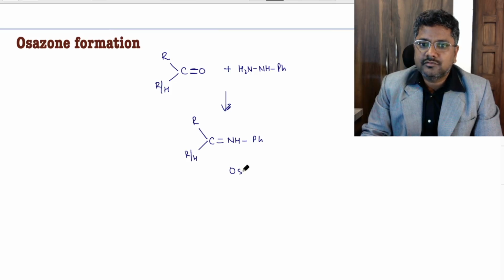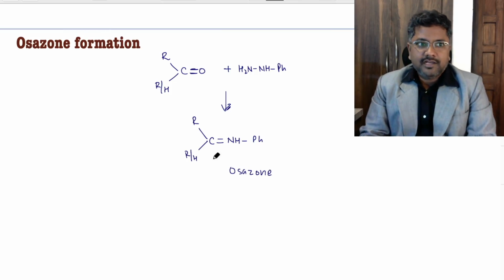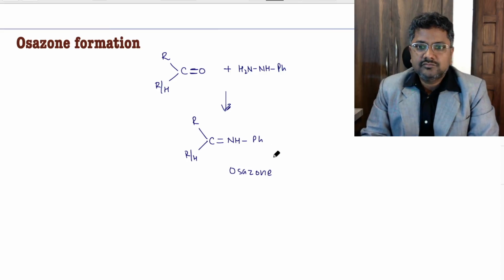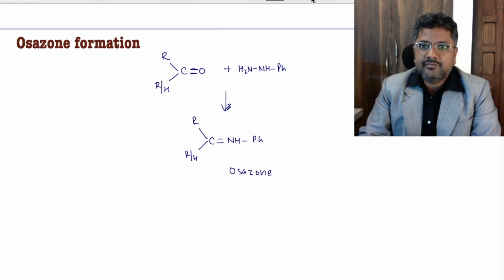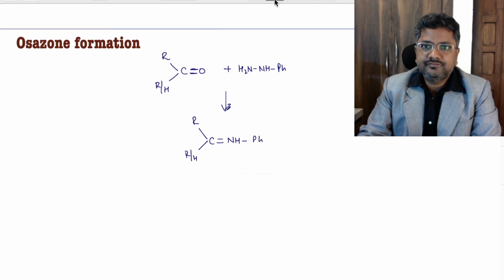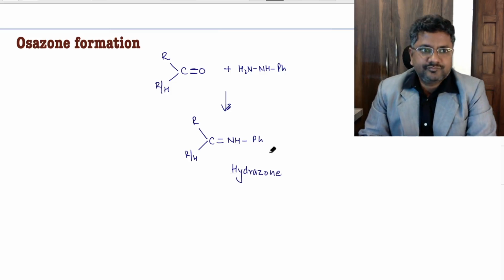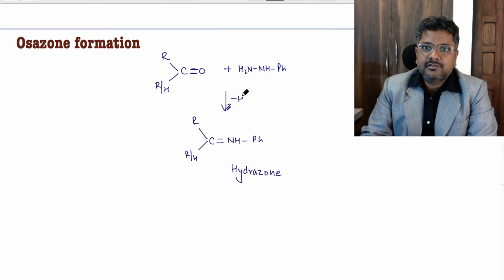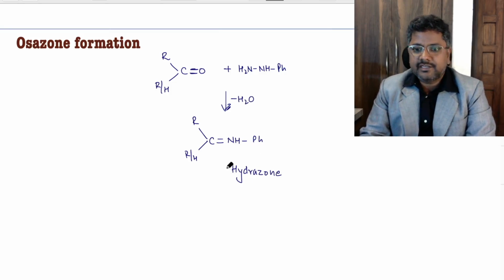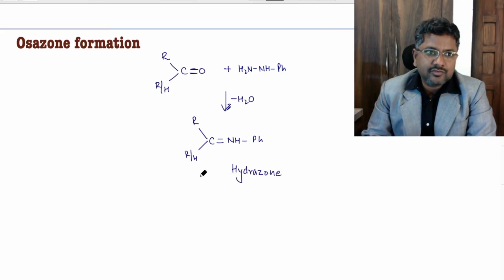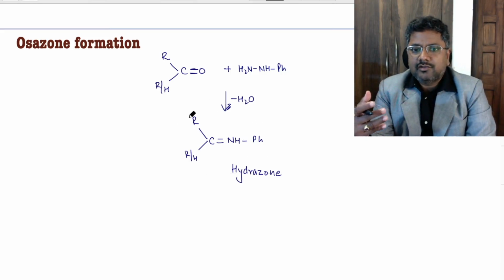Osazone. Formaldehyde hydrazone. First we write hydrazone. Acetaldehyde hydrazone, and for a ketone, acetone hydrazone, like that. And when this carbohydrate molecule reacts with this, then they form osazone.